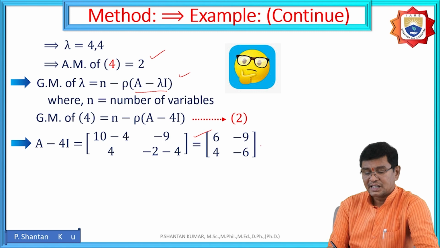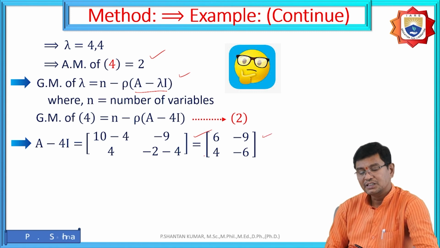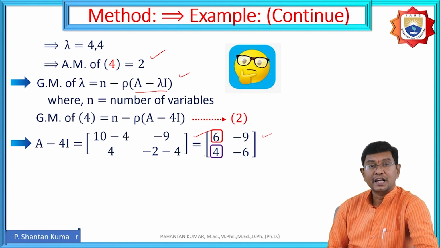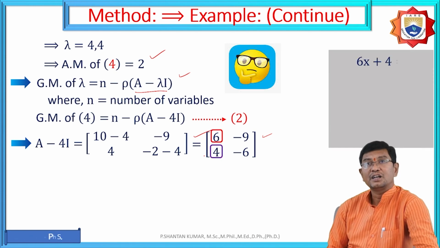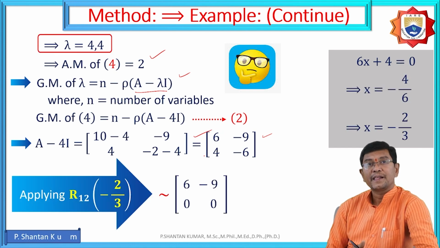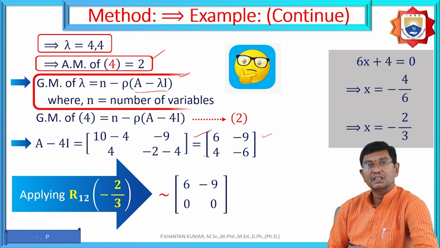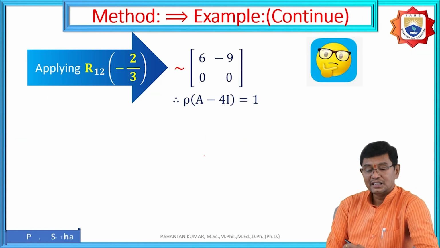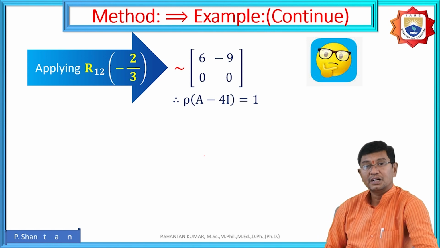Therefore, here the first equation is divided by 3, and the second equation is divided by 2. Then automatically the rank will be 1. So the rank of A minus 4I is equal to 1.